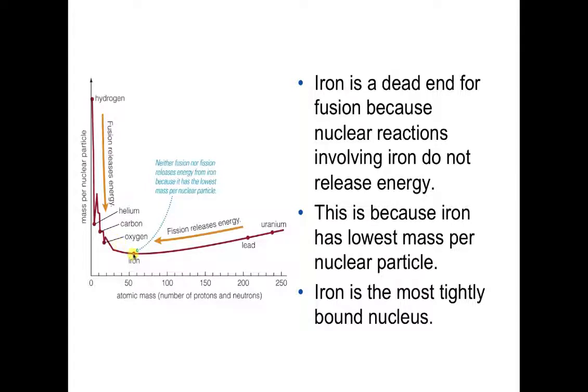Well, we can't do that with iron. We take iron and fuse it with itself. We don't get anything that has less mass. We can't get energy out. So if you're going to do fusion, the biggest nucleus you can get is iron.